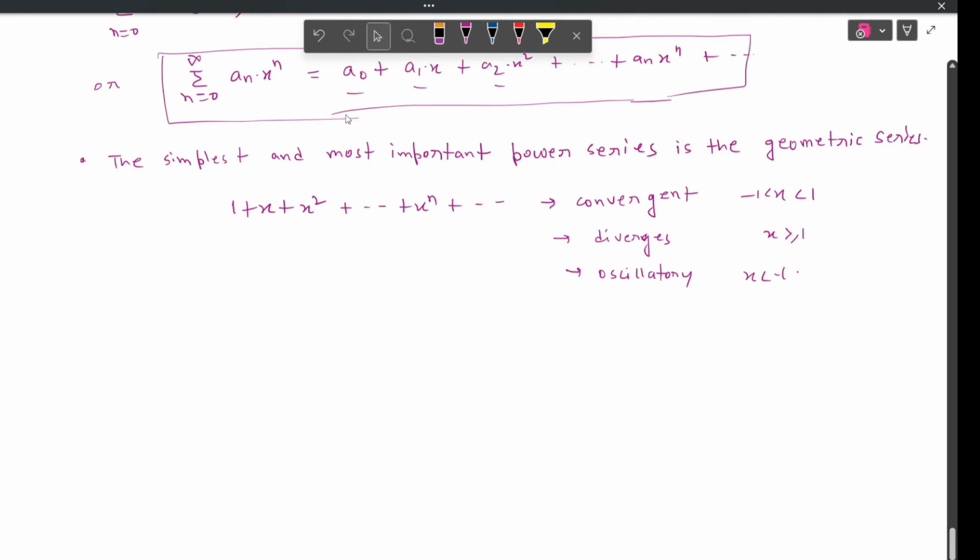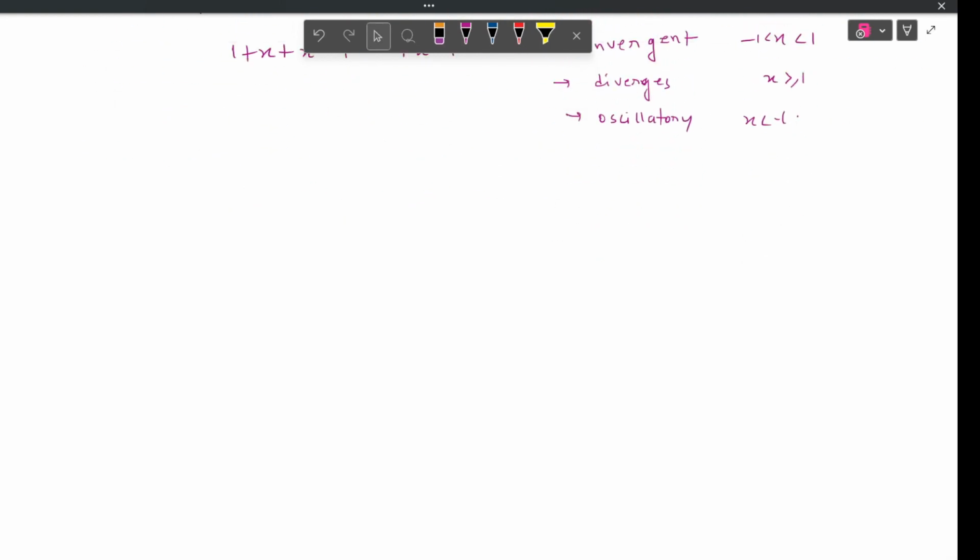Now let us see what is interval of convergence. See, the definition is the interval of convergence of a power series in x is a set or the collection of values of x in an interval such that the series is convergent for each value of x in this interval but is not convergent for values of x outside the interval.